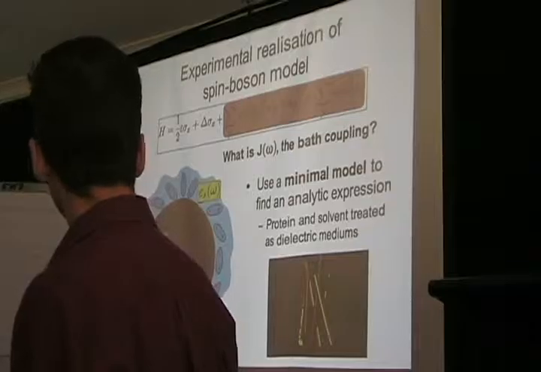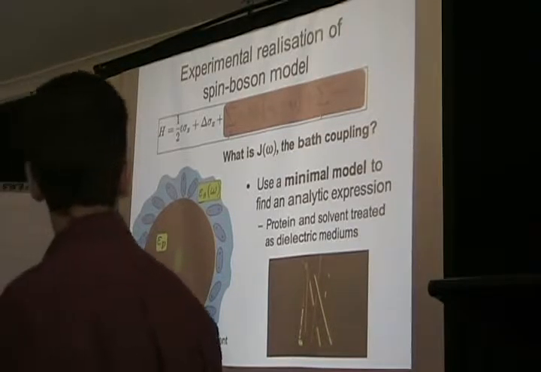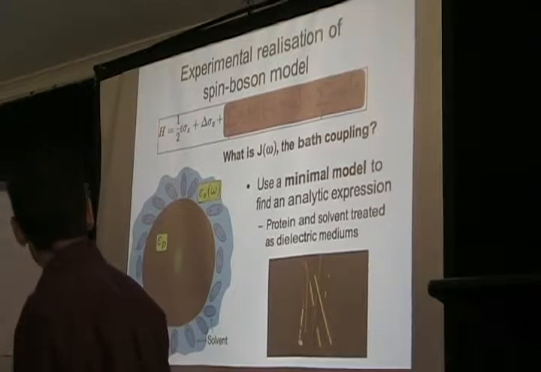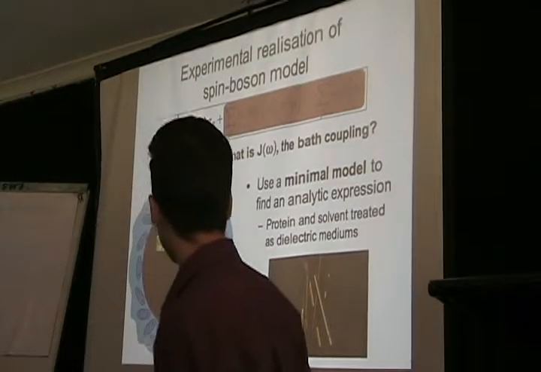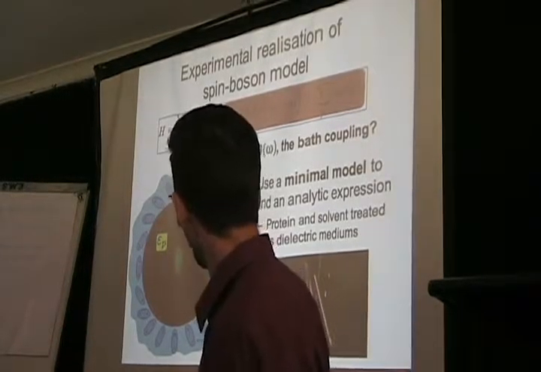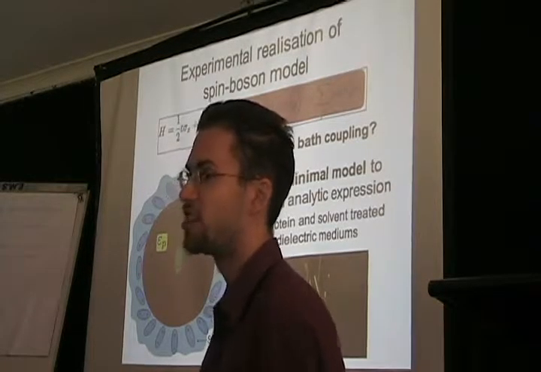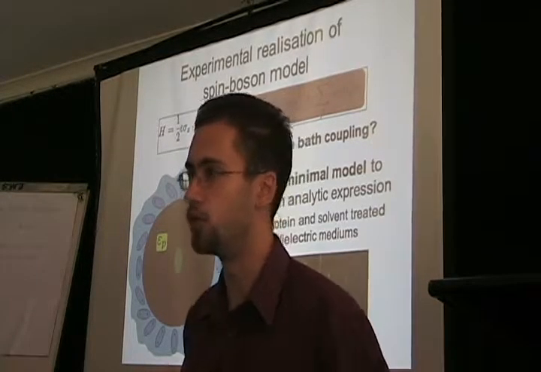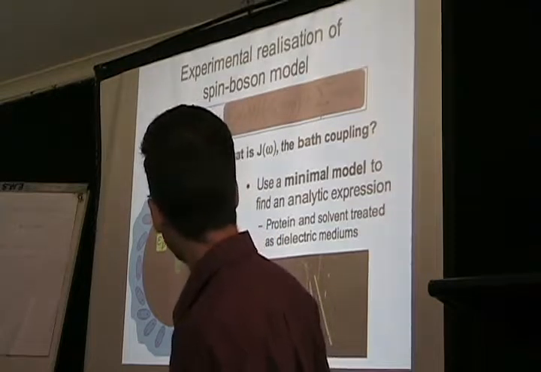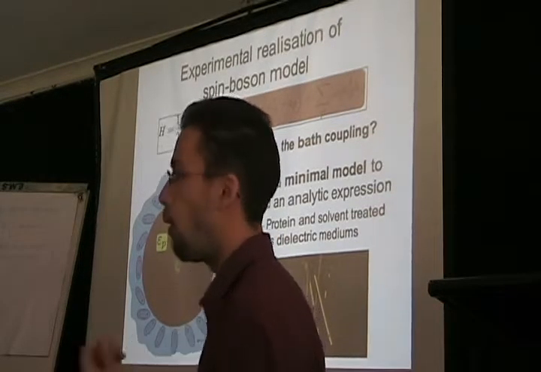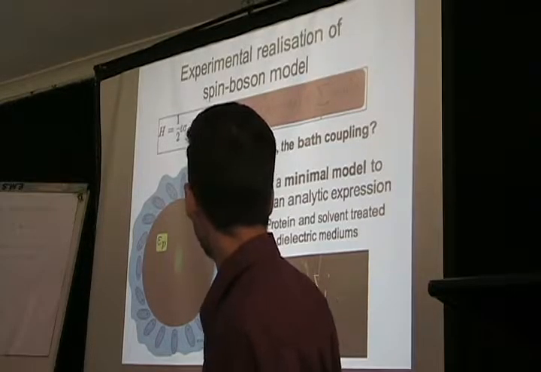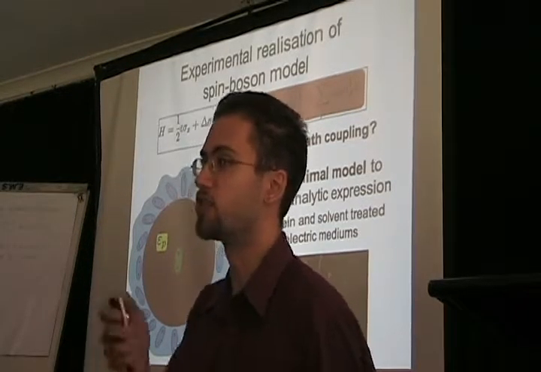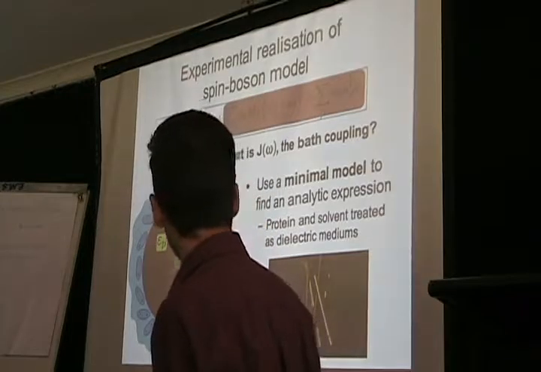So the approach that we've been using, again, this is really bad resolution, is to look at minimal models for the environment, looking at the protein and the solvent. The model we're using is a variation on the Onsager cavity model, some may have heard of. Basically, we treat the chromophore as a point dipole, sitting inside a protein which we treat as spherical. So literally the spherical cow analogy.